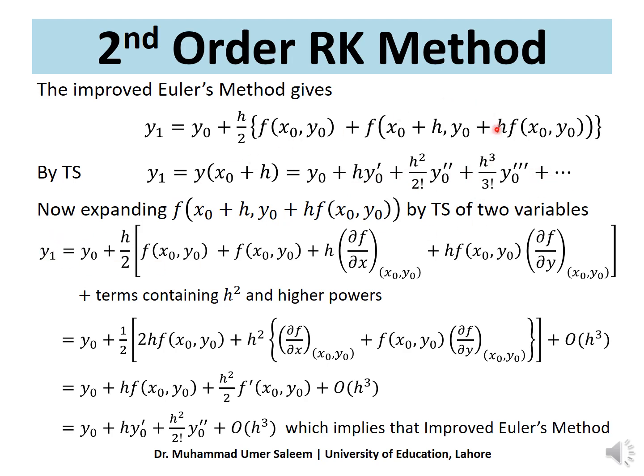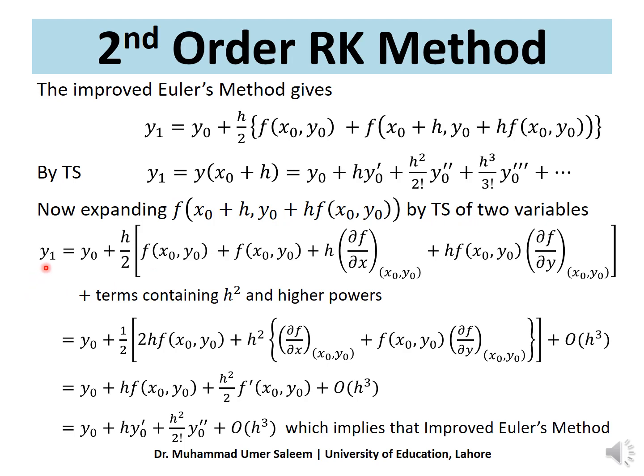Now if you look at these two functions, this is f of x naught, y naught. If you look here, this is a function of two variables. So we want to make an expansion of this function, a Taylor series expansion for two variables. So now we expand this function by the Taylor series expansion of two variables.